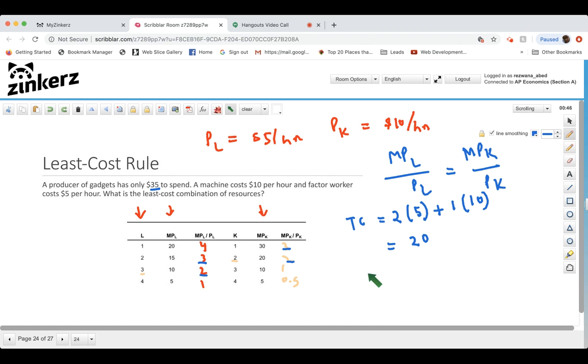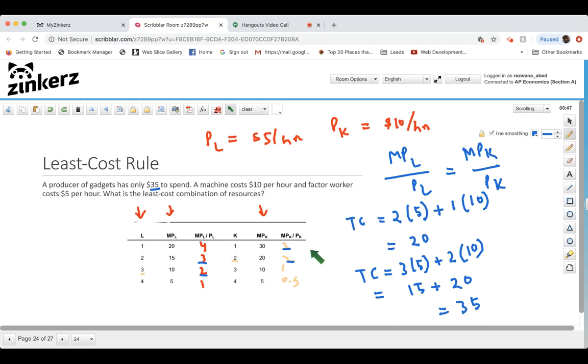Yeah, 3 laborers, three times 5, and 2 machines. Three times 5 and 2 times 10. So that gives me 15 plus 20, which is 35.